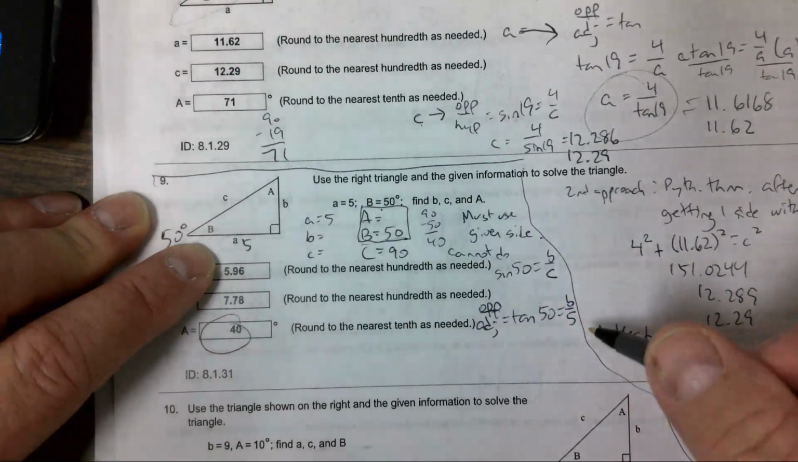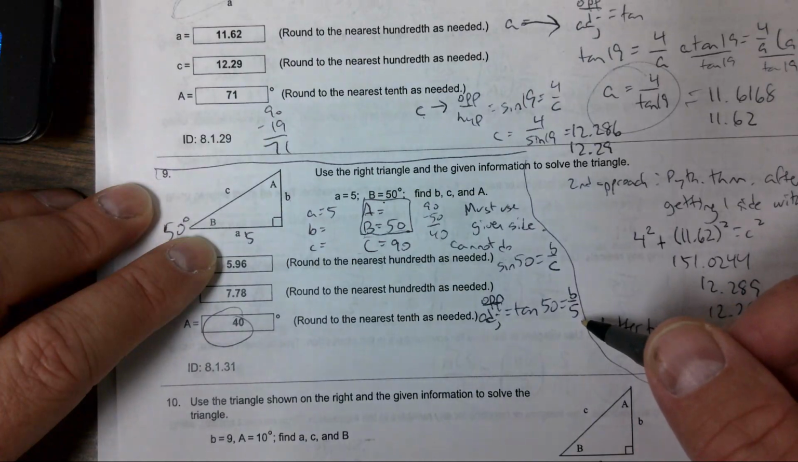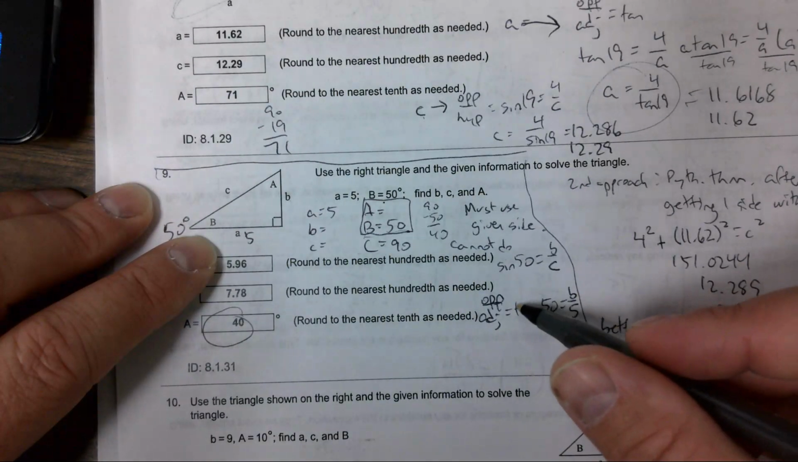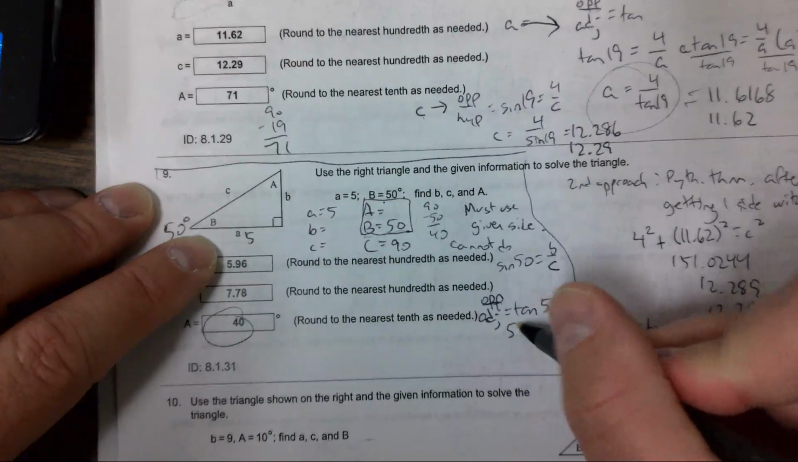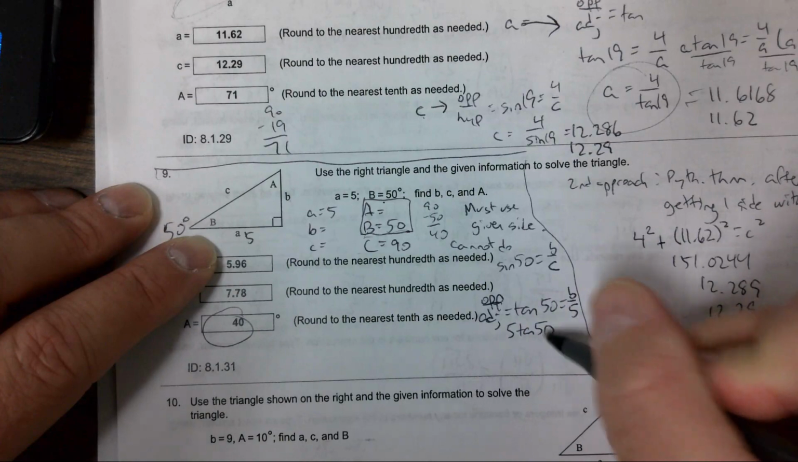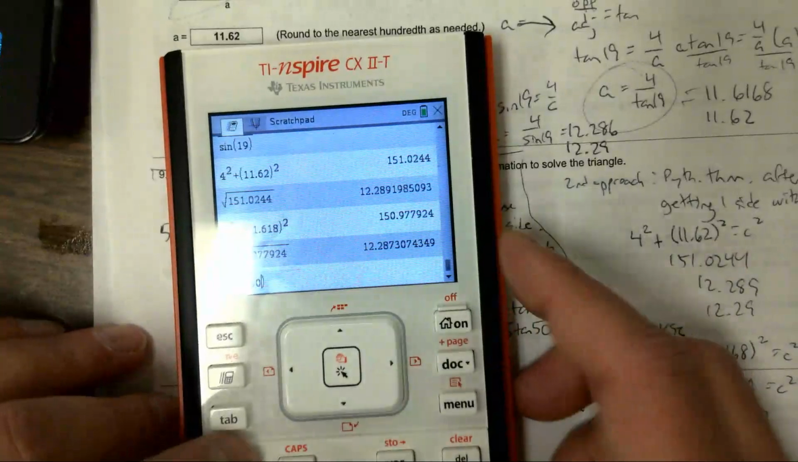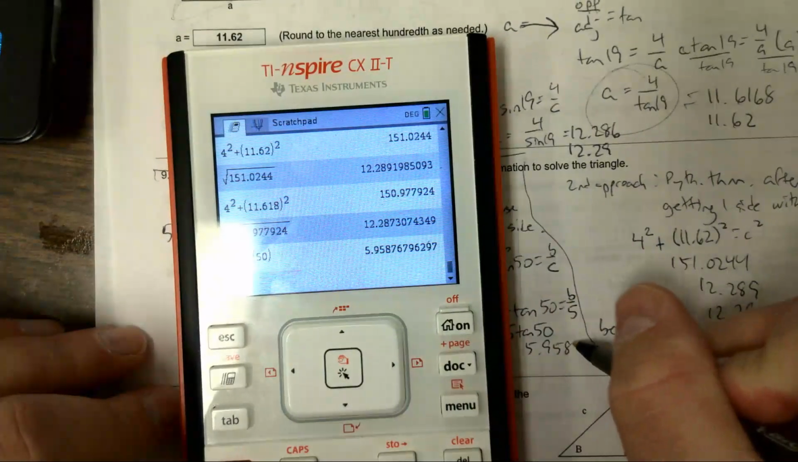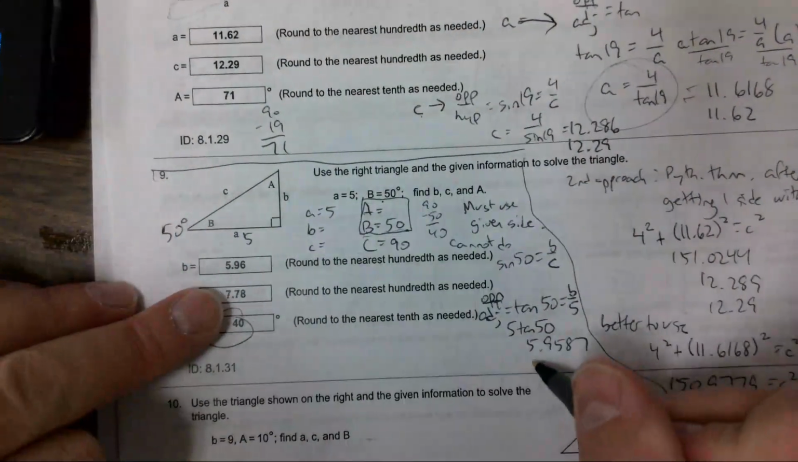5. Now, this is different than what we did before when the variable was on bottom. Here the variable's on top, so we just multiply by 5. And don't multiply it to your angle, you multiply it like 5 tan 50. 5 tan 50. That's 5.9587. Well, that's going to be 5.96.